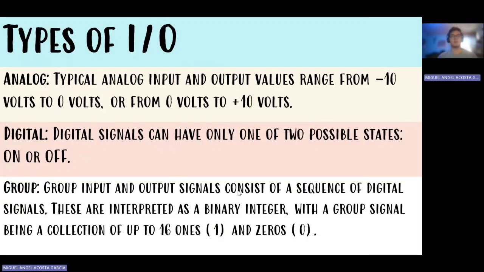By software, we have the types of inputs and outputs. Analog: typical analog inputs and outputs have values in the range from minus 10 volts to 0 volts or from 0 volts to 10 volts. Digital: these signals can be only one of two possible states, 1 or 0. And finally, group: this is a chain of bits. In this case, it can be 0, 1 to 16. This chain has ones and zeros. This is commonly used in PLCs.